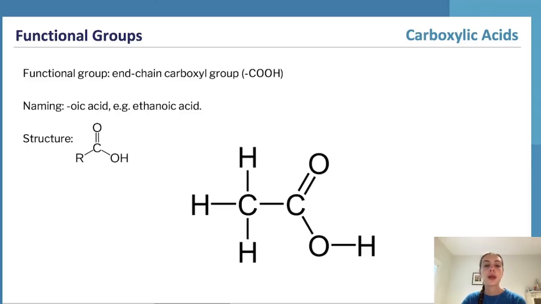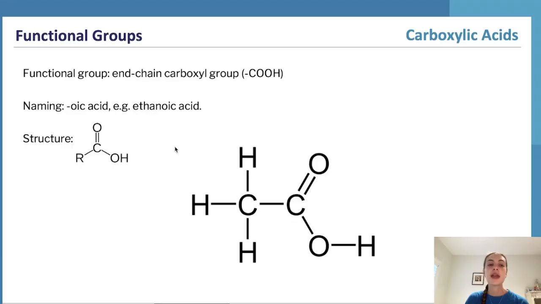Our next functional group we can look at is the carboxylic acids, and so they have a functional group which is called an end-chain carboxyl group. That is, the end carbon of the chain has a double bonded oxygen, a carbonyl group, and a single bonded oxygen and hydrogen, a hydroxyl group. As we briefly said before, the name carboxyl comes from it being a carbonyl group and a hydroxyl group, combined to get carboxyl.